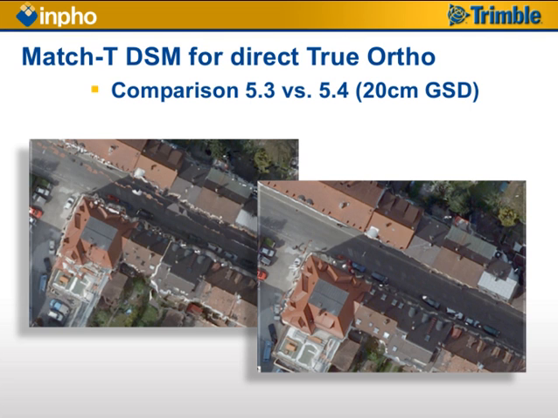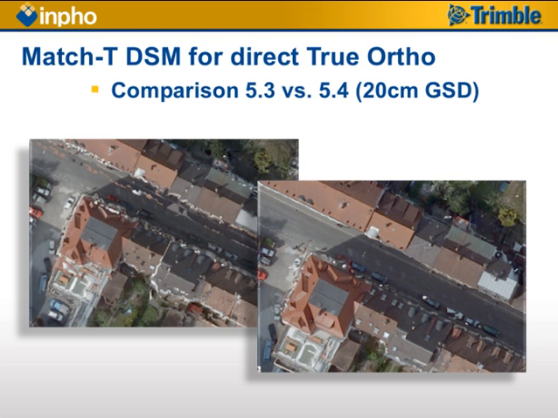Another example is using the new MatchT DSM for direct true orthophoto computation. What I did here on that slide is compare the former 5.3 version with the new 5.4 version in terms of creating a direct true orthophoto completely automatically. On the left side, in that little screenshot, you see a true orthophoto that was generated with an old point cloud.